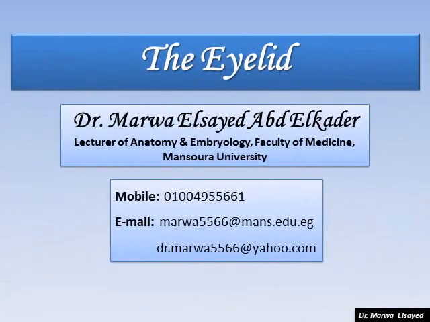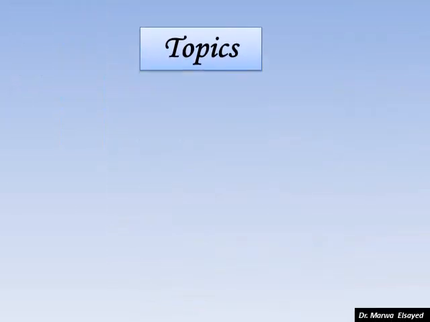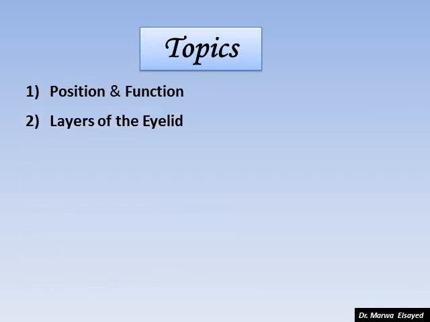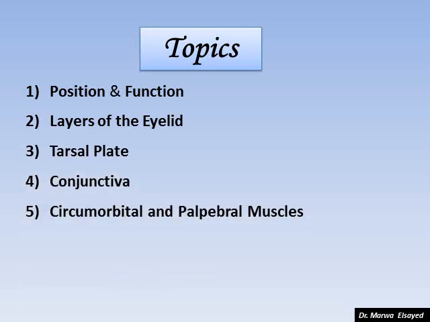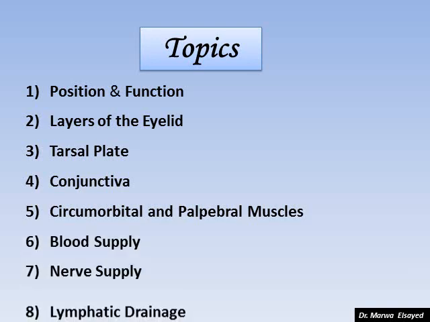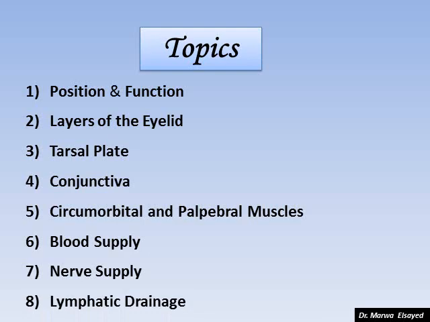Today we will talk about the eyelids. In this lecture we will fulfill the following items: position and function of the eyelids, layers of the eyelids, and from this layer we will talk about tarsal plate, conjunctiva, and circumorbital and palpebral muscles. Then we will talk about blood supply, nerve supply, and lymphatic drainage of the eyelids.